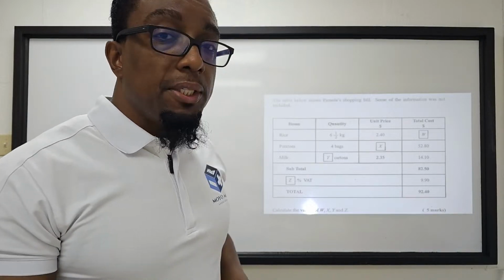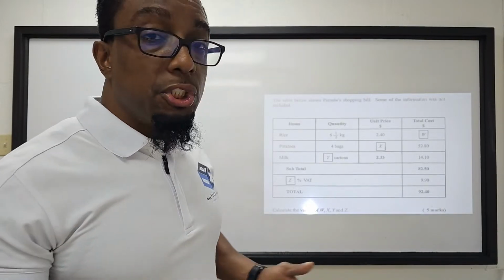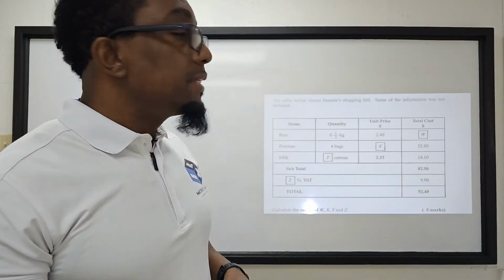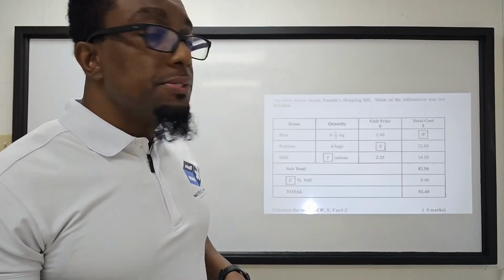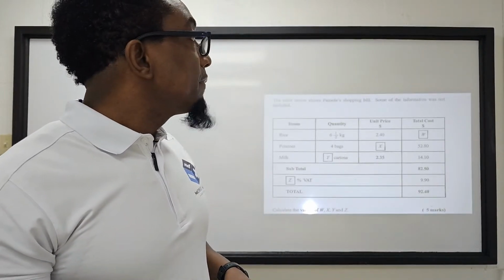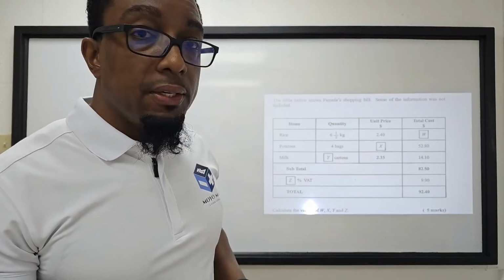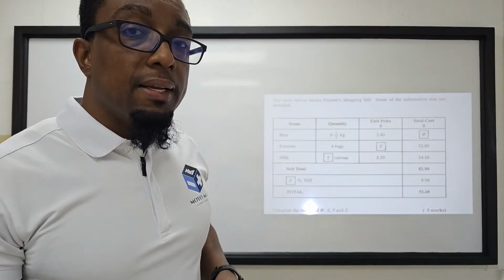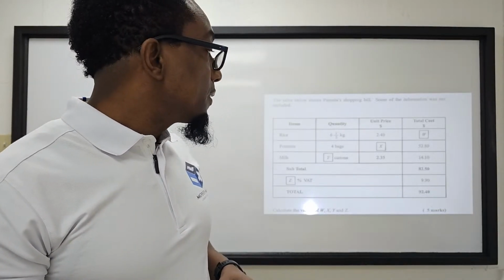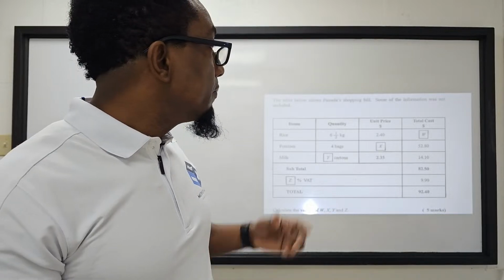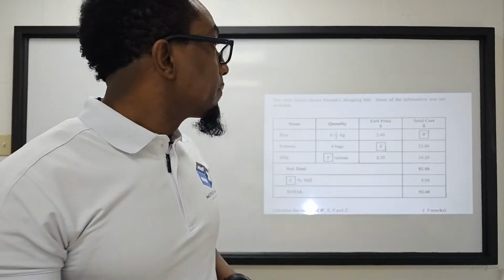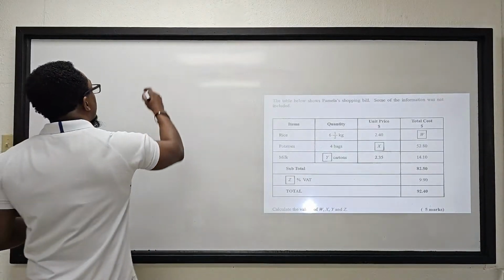So let's look at a question involving a shopping bill. It states here, the table below shows Pamela's shopping bill. Some of the information was not included. So what we want to do is to calculate the values of W, X, Y, and Z, which of course is not included. So let's start with W.